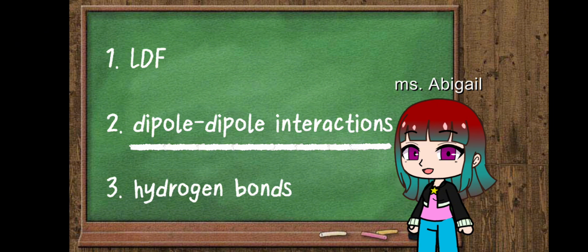2. Dipole-dipole interactions. This happens in polar molecules. One side is always slightly positive, the other is slightly negative. They line up like magnets, + to -.